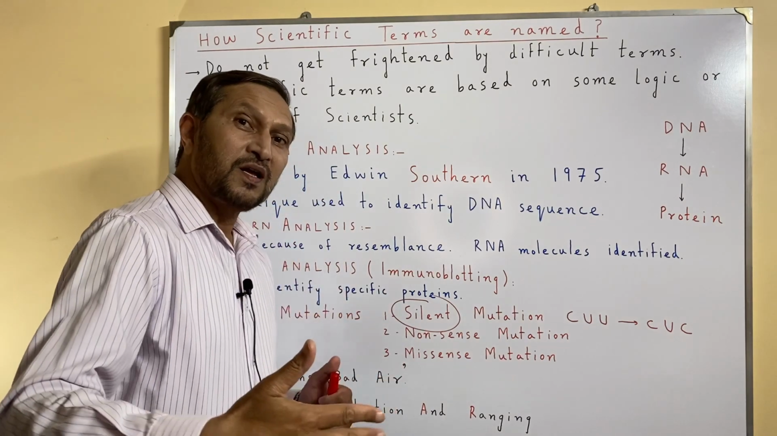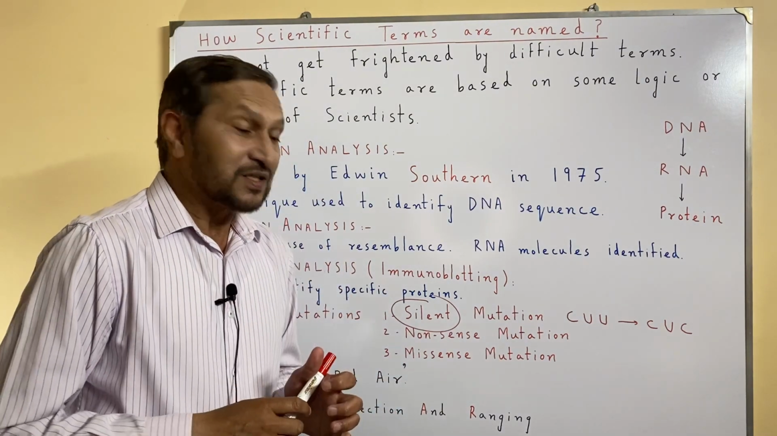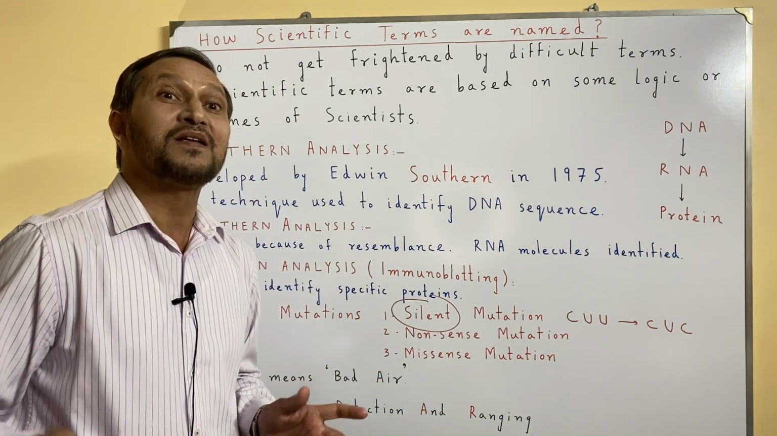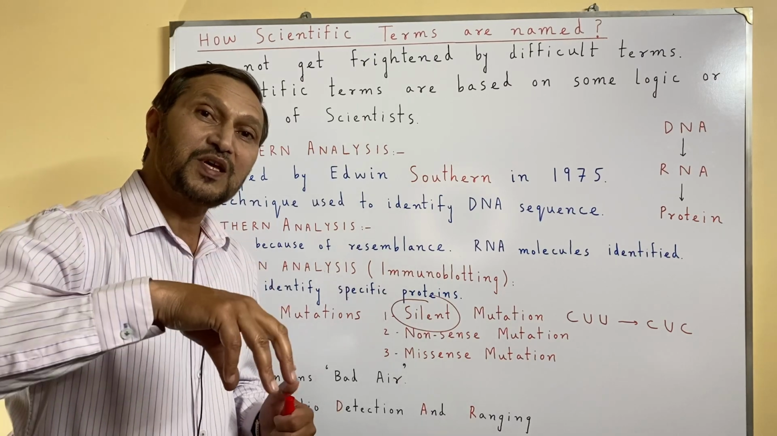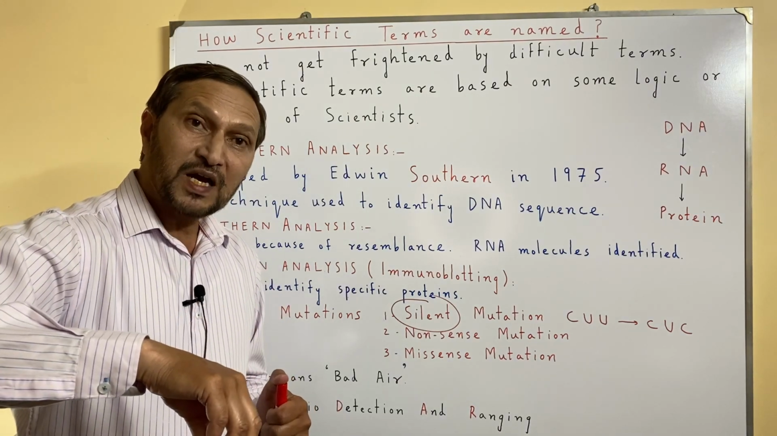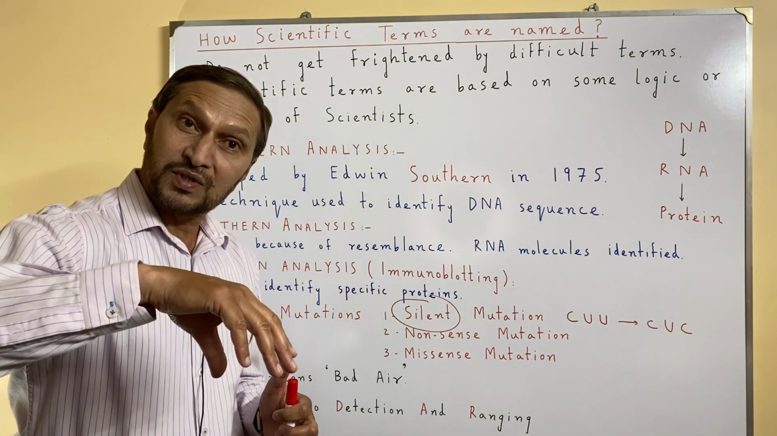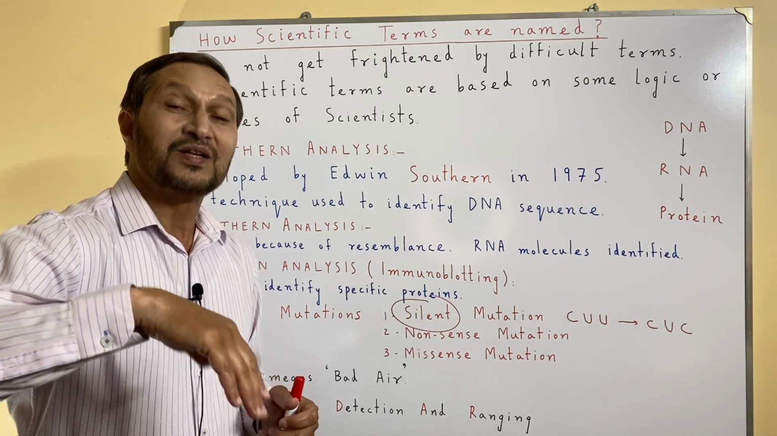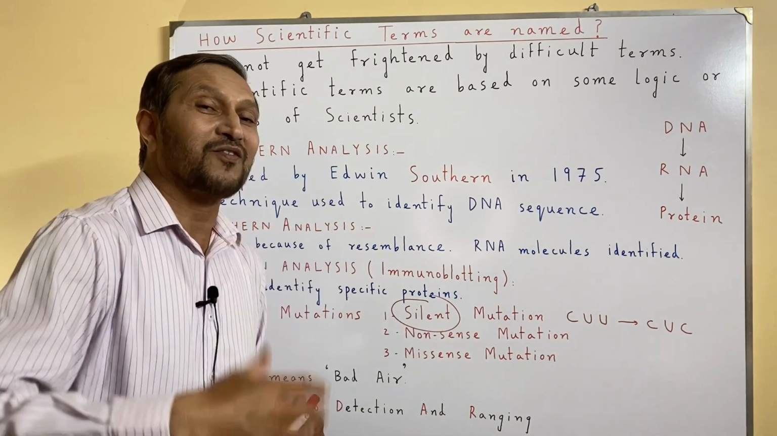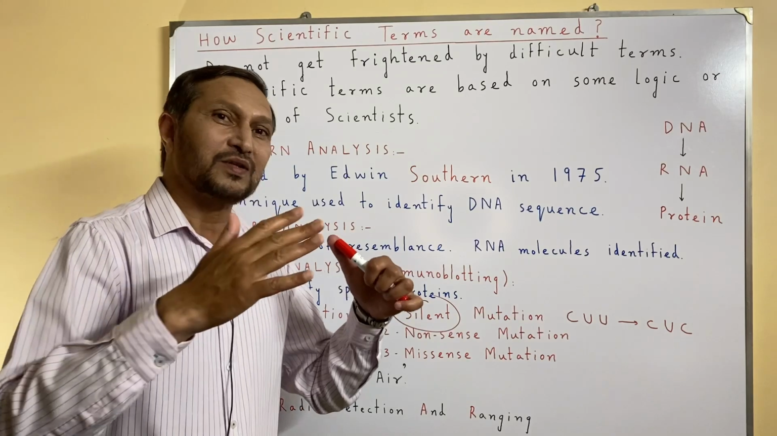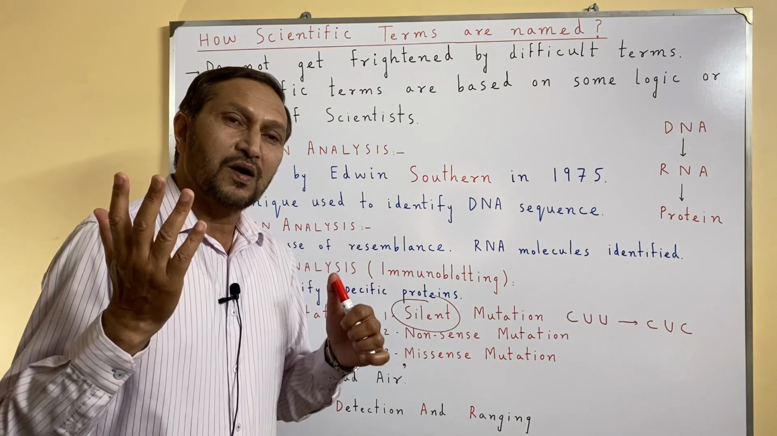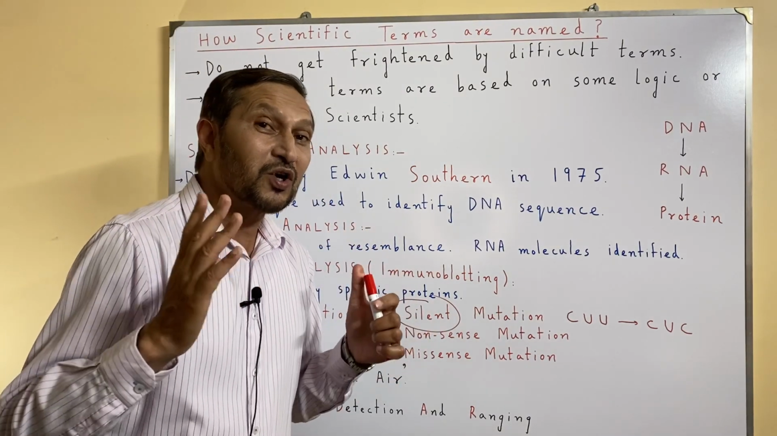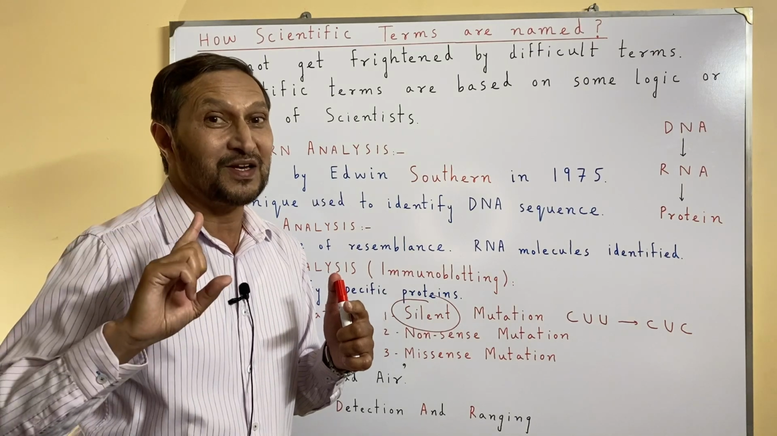But later on it was discovered that it is not because of the bad air, it is because of Plasmodium, a malarial parasite, and because of the mosquitoes which carry this parasite. So this is the main cause of malaria. But the term became common because of the bad air, malaria.